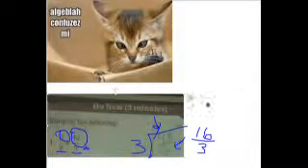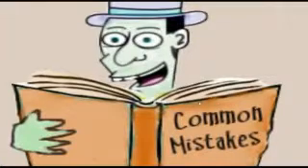So 9 divided by 3 is 3. 48 divided by 3 is 16. So that's how you got your answer. Easy peasy. Okay, Mr. Yin's going to go over some common mistakes, so make sure you listen.